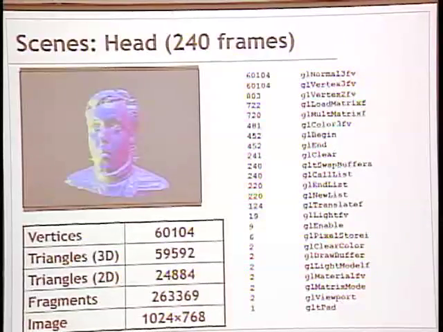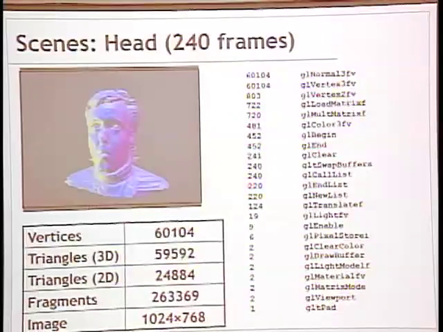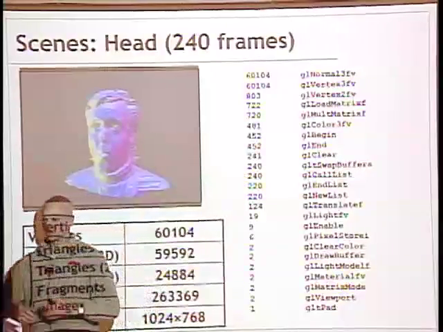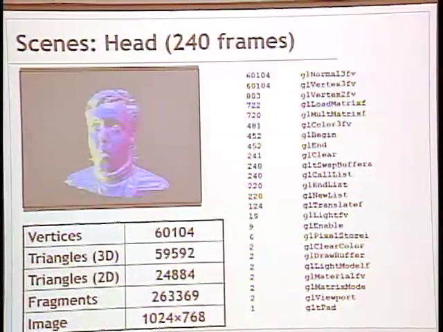Okay, are we using any display lists here? Yes. Okay. And so we can look at this and see that our strategy is actually to create a display list and then call it 240 times. Okay, so we create one big display list, go. Okay. Let's see, I think that's all the questions I had on this one. Okay. Why do we have twice as many 3D triangles as 2D triangles?